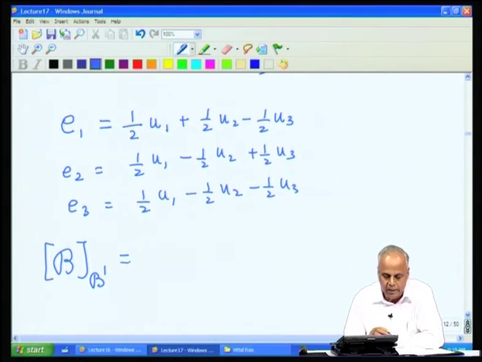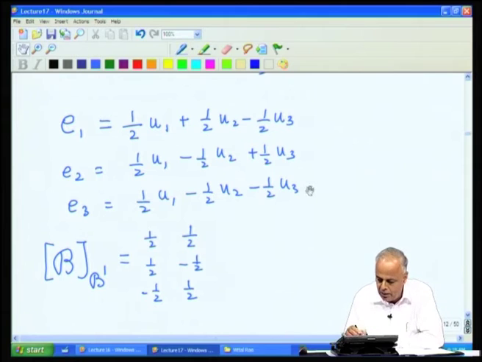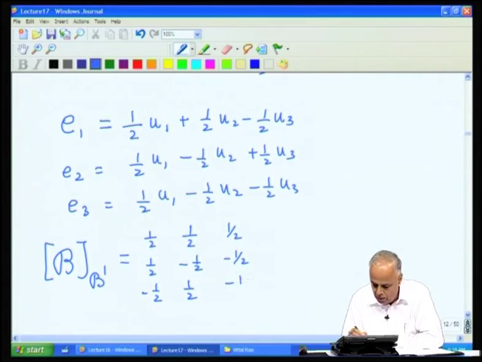Now, how do I construct the matrix B in the B prime basis? For that, I take the first basis vector in the B basis, represent it in terms of the B prime basis and put those components as the first column. The components now are half, half and minus half. Similarly, we look at the second basis vector e2, its representation in the B prime basis and put the components as the second column. And finally, we look at the third basis vector and look at its components and put it as the third column. We have half, minus half and minus half.